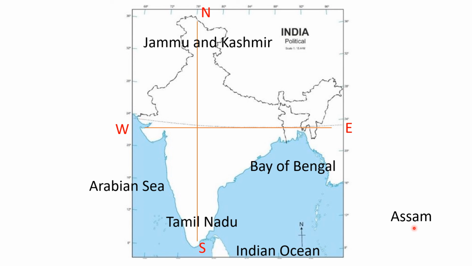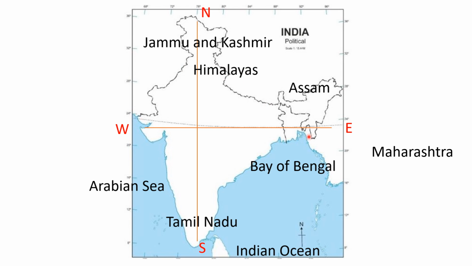Assam. Where does Assam lie? In the east of India. Himalayas, the mountain ranges, where do they lie? In the north of India. Maharashtra. Where is Maharashtra on the map of India? To the west. So see children, we have placed all these places we have learned on the map of India.